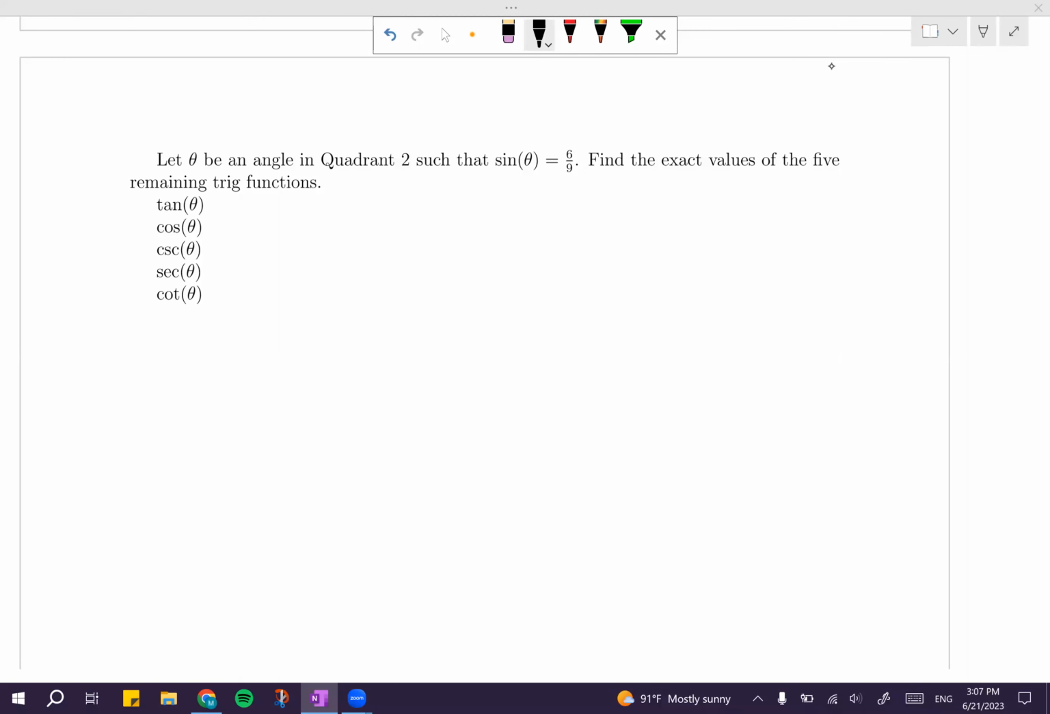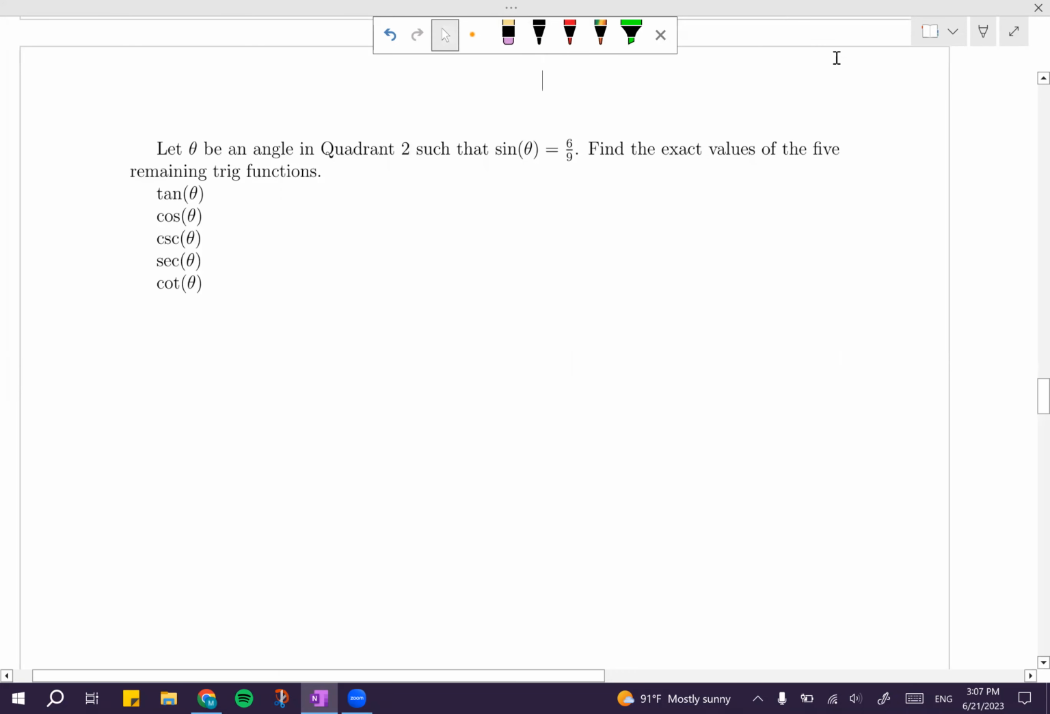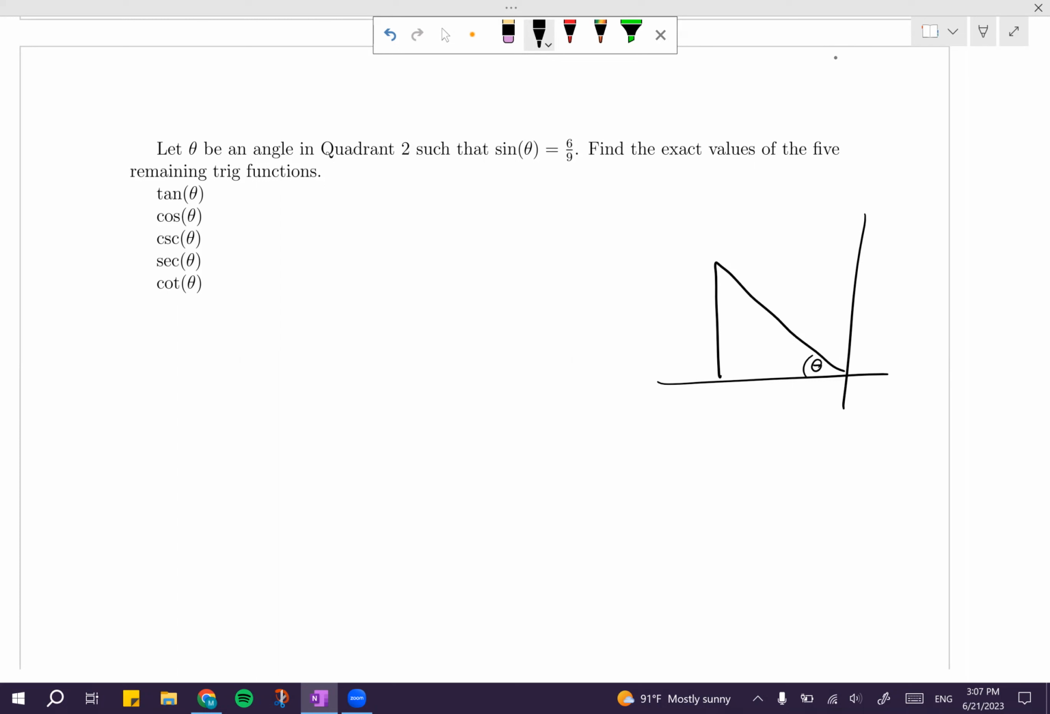Hey, so we have this problem and they want us to look at an angle theta in quadrant 2. Because it's in quadrant 2, the side that's parallel to our y-axis is positive, and the side that's parallel to our x-axis is negative. So this side right here is negative. They told me sine of theta is 6/9, so my opposite 6 over my hypotenuse 9.